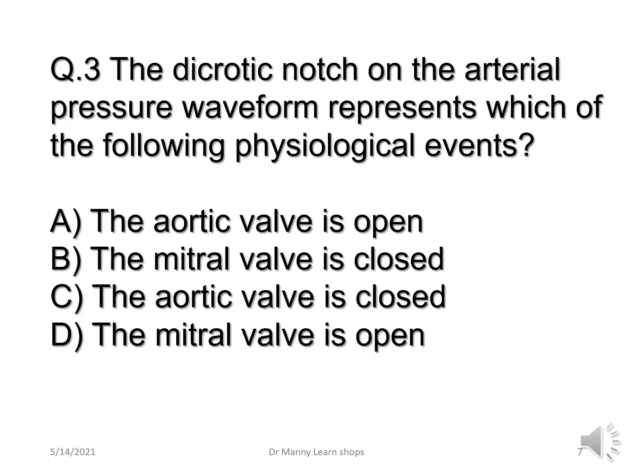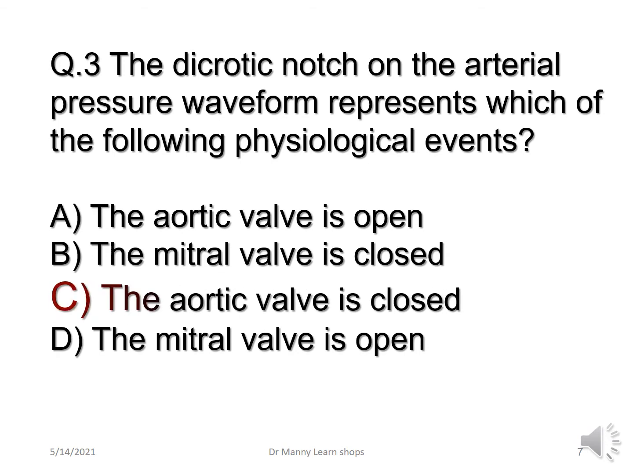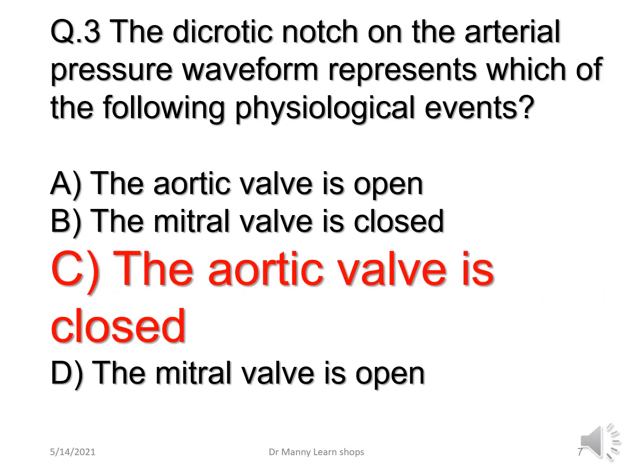The dicrotic notch on the arterial pressure waveform represents which of the following physiological events? The aortic valve is open, the mitral valve is closed, the aortic valve is closed, or the mitral valve is open? Which one? The correct answer is the aortic valve is closed.